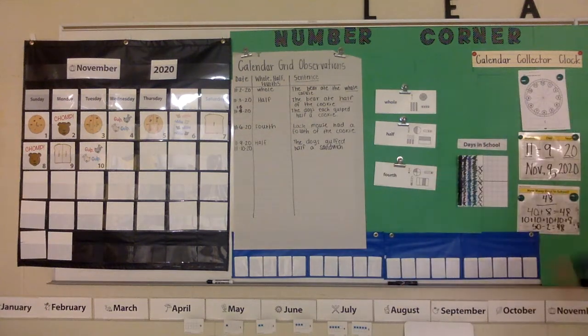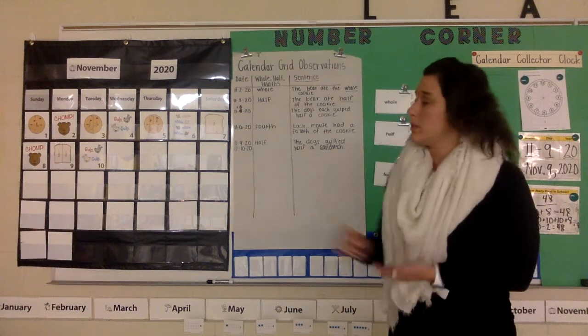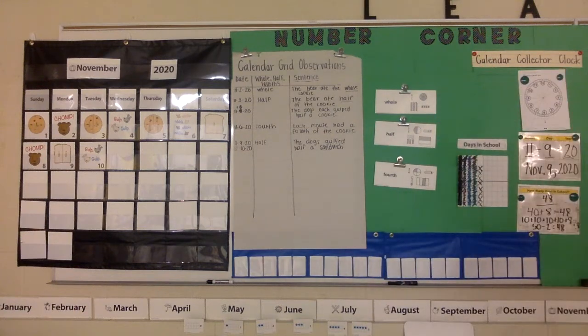Now we're going to move over to our date. What are we going to change our date to? So yesterday was 11-9-20. What is today? Look at our calendar. Look at our number to help you. What is today? We are going to change our 9 to a 10. You're right. Everything else stays the same.